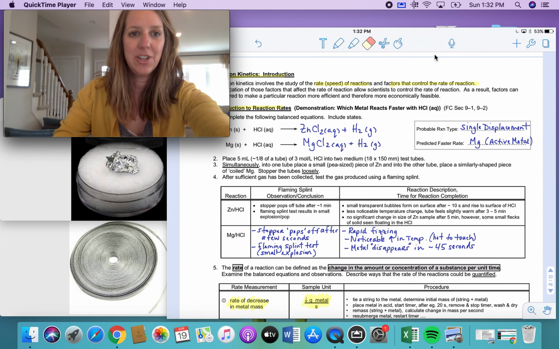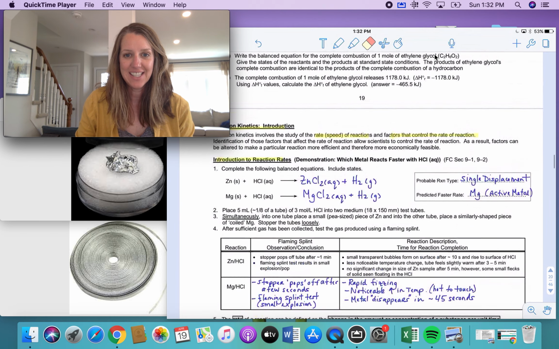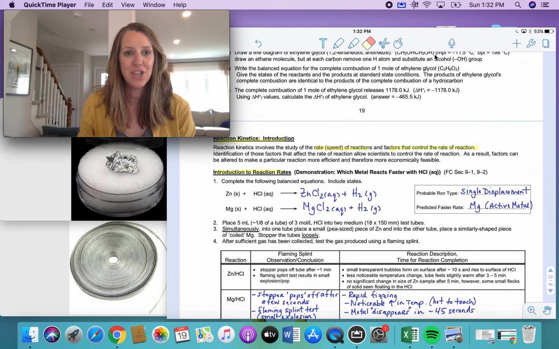All right, so today what we're going to do for this lesson, this would be module number 7, and we're going to have a look at the intro to the rates. We would call this reaction kinetics. So this is basically pages 20, 21, and 22, so 3 pages worth, but it's really not too tricky.